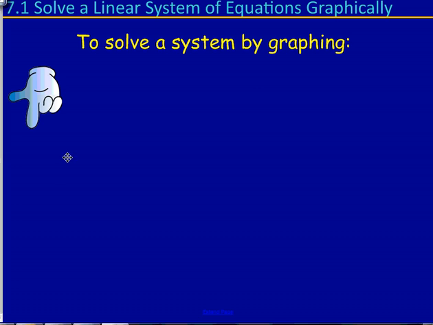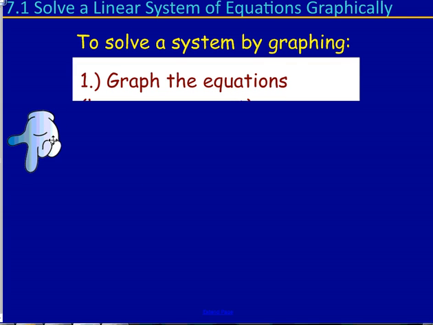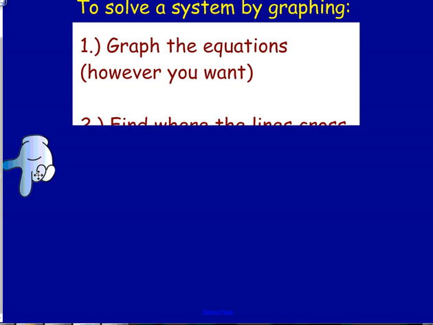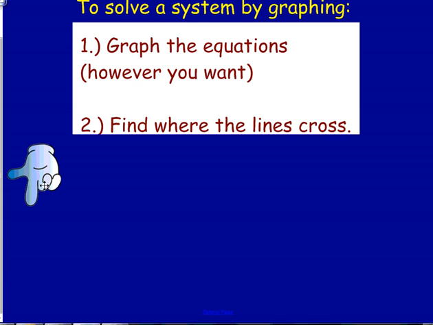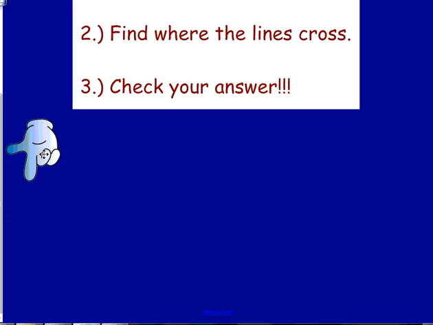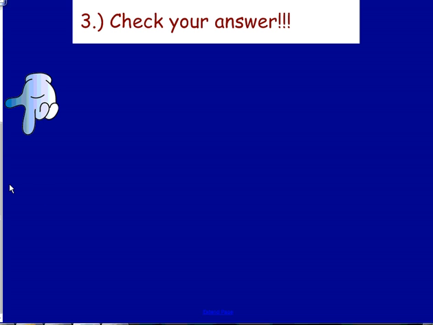All right, so what I'm going to leave you with is just some quick bullet points on how to solve a system by graphing, just so you are very familiar with it. Okay, the first one is you want to graph the equations however you want, whether that's with slope-intercept form or using the intercepts. Then you want to find where the lines cross and check your answer.